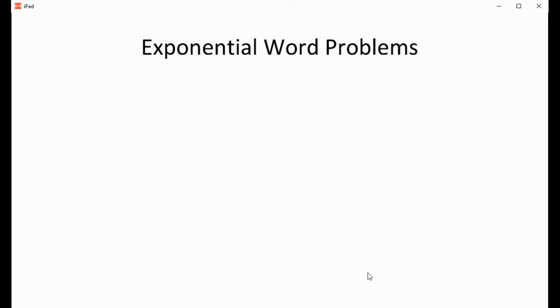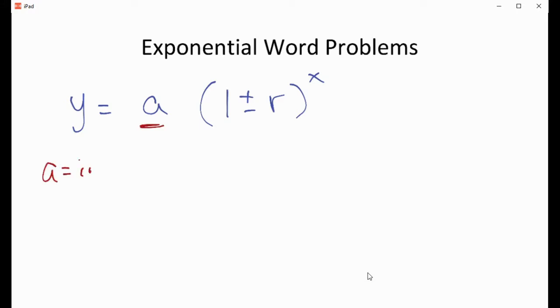Exponential word problems. As promised, we are pretty much just going to use a formula. So we're going to have y equals a, but instead of b, we're going to have 1 plus or minus r, to the x. Okay, so we have to know what these things are. So a is your initial amount. Now, that could be different things. I will go over some examples, but I suggest just writing this down. So A is your initial amount.